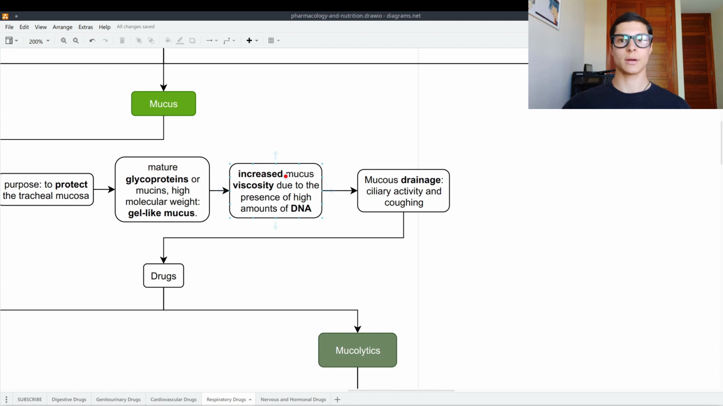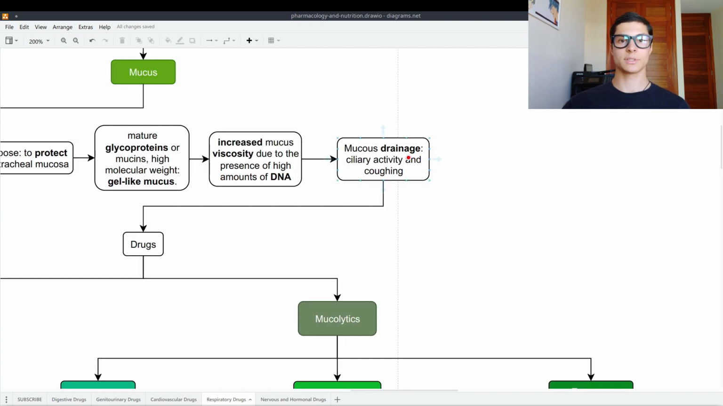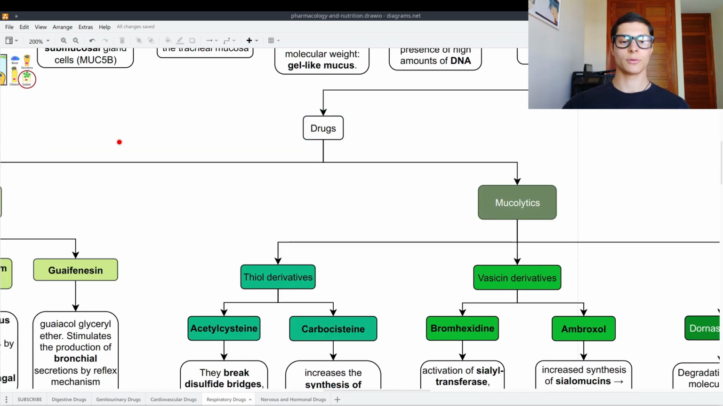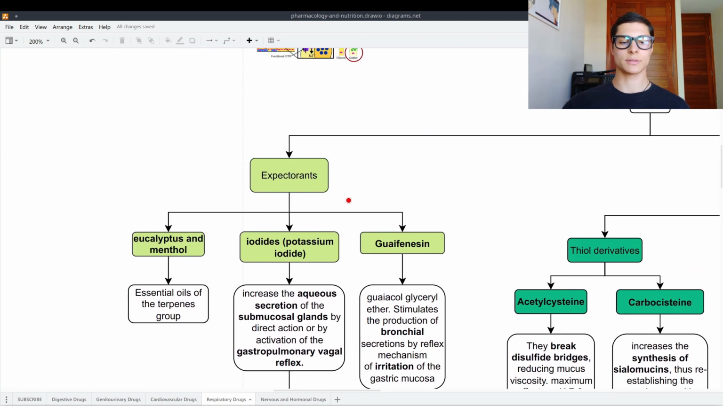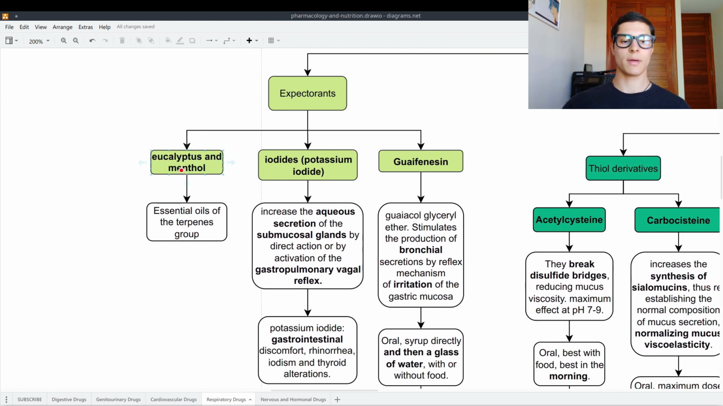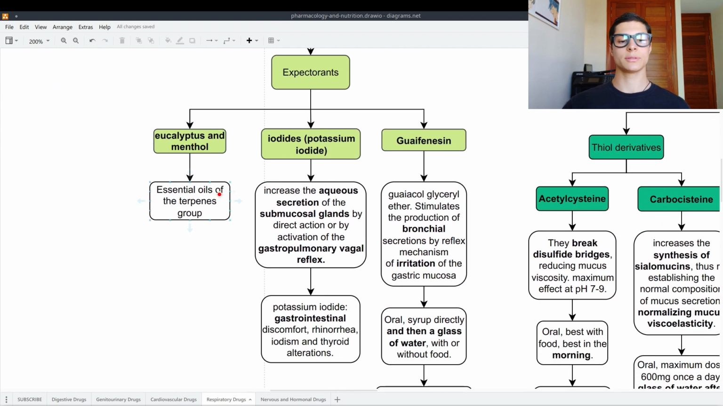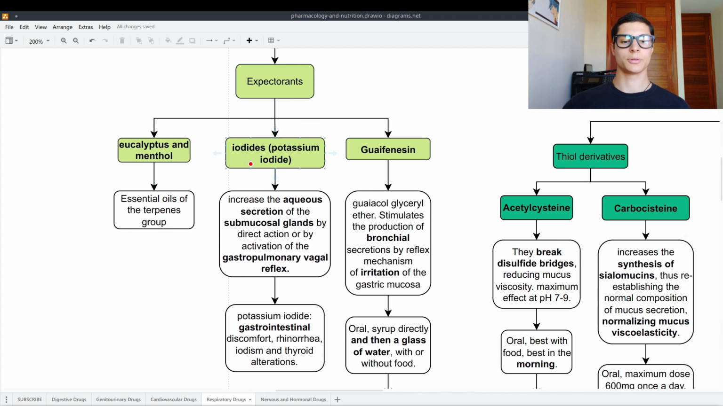The viscosity can be increased also when there is the presence of high amounts of DNA. And the mechanisms in charge of the mucus drainage are the ciliary activity and coughing. What are the drugs for the mucus? We have the expectorants, such as the eucalyptus and the menthol, which are essential oils of the terpenes group. Also the iodides, potassium iodide for example.